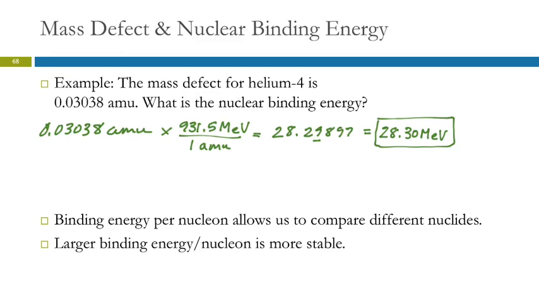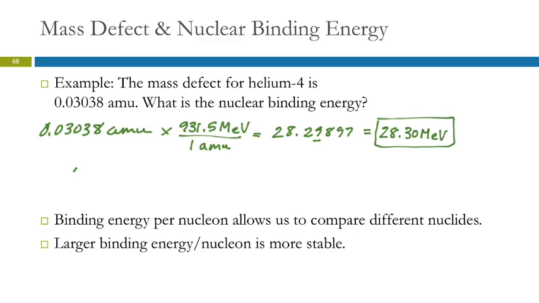Any questions? So that's for one helium-4 nucleus. It can be helpful to look at binding energy per nucleon. Remember, a nucleon is a proton or a neutron. It's the particles that make up the nucleus. So if we looked at the binding energy per nucleon, how many nucleons are in a helium-4 nucleus? 4. The number of nucleons is the same as the mass number.